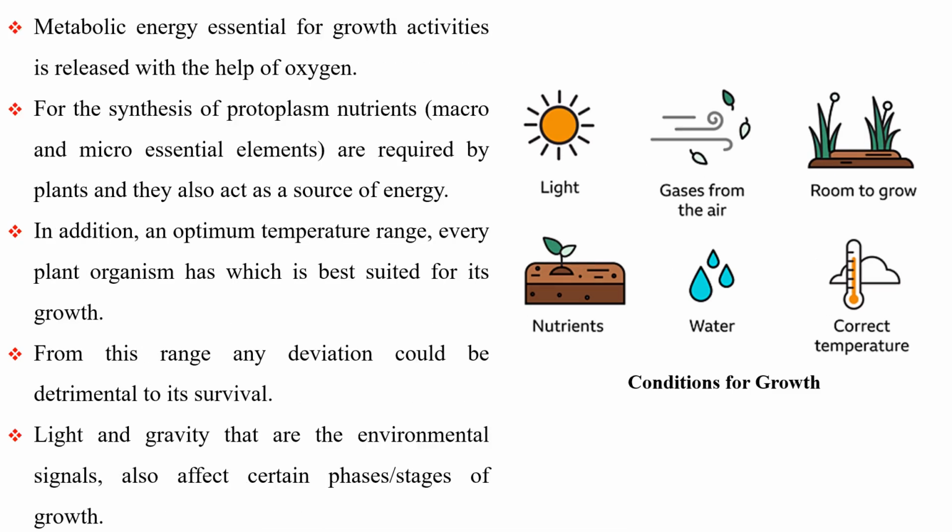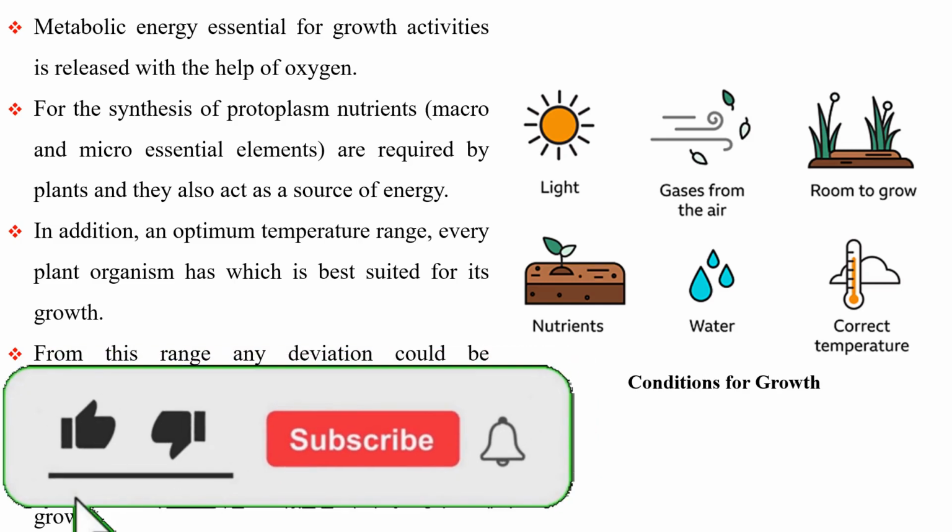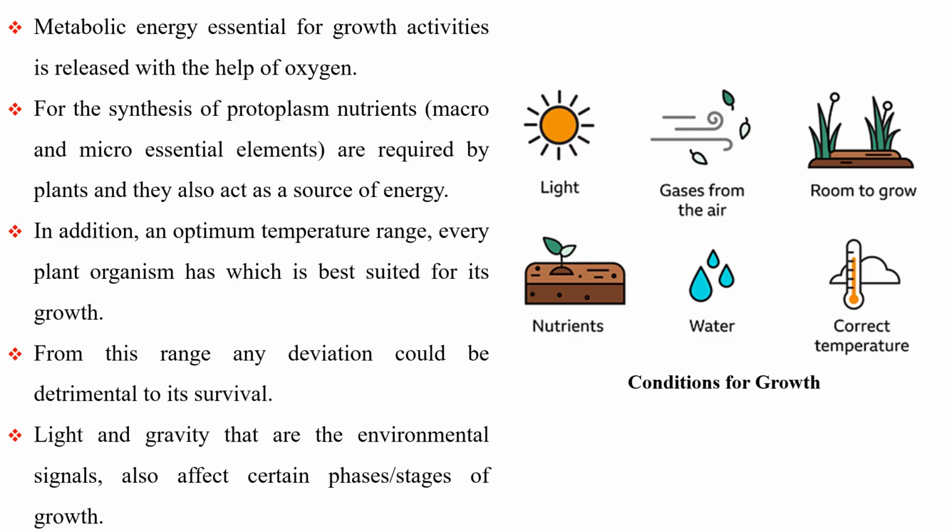Metabolic energy essential for growth activities is released with the help of oxygen. For the synthesis of protoplasm, nutrients are required by plants and they also act as a source of energy. In addition, every plant organism has an optimum temperature range which is best suited for its growth. Any deviation from this range could be detrimental to its survival. Light and gravity, that are environmental signals, also affect certain phases or stages of growth.